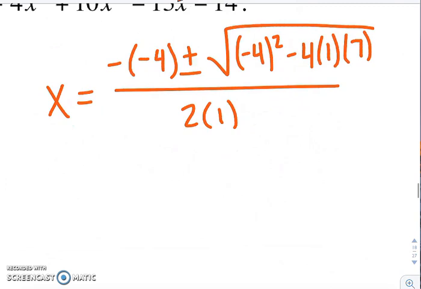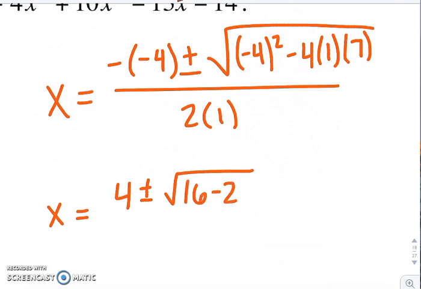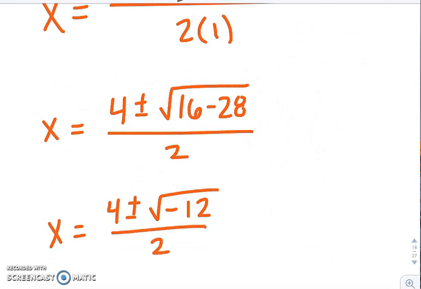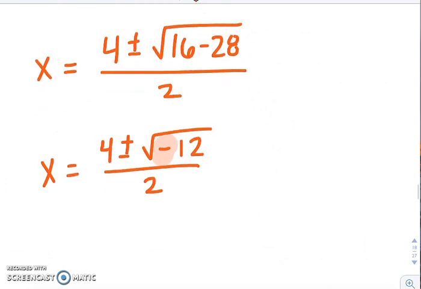So let's simplify it a little bit. Negative -4 becomes 4 plus or minus 16 minus 28 over 2. 16 minus 28 is -12. Okay, so remember, your negative value underneath that square root becomes your i, but you still have to simplify the square root of 12.